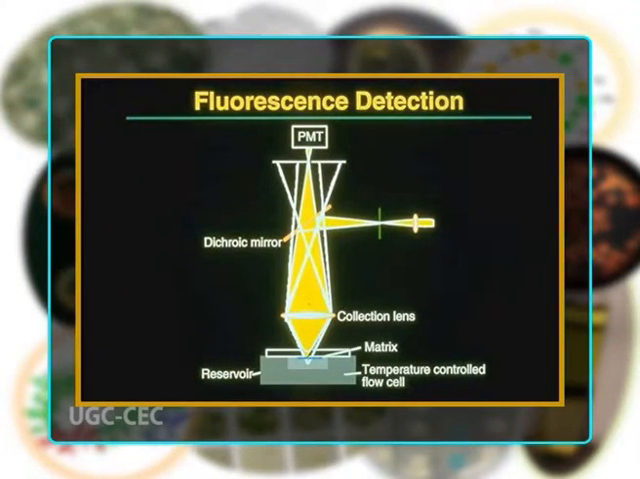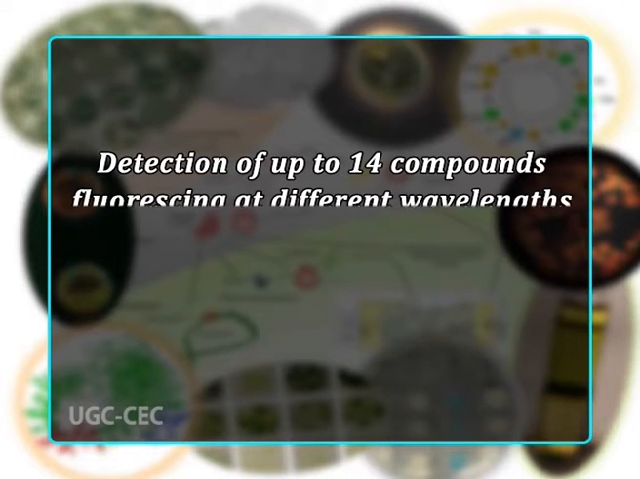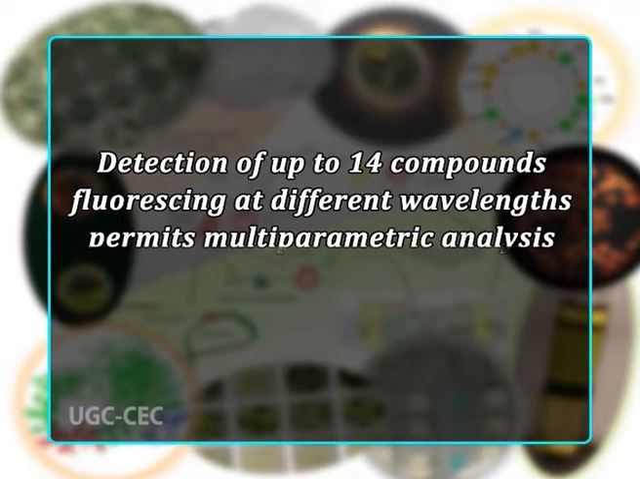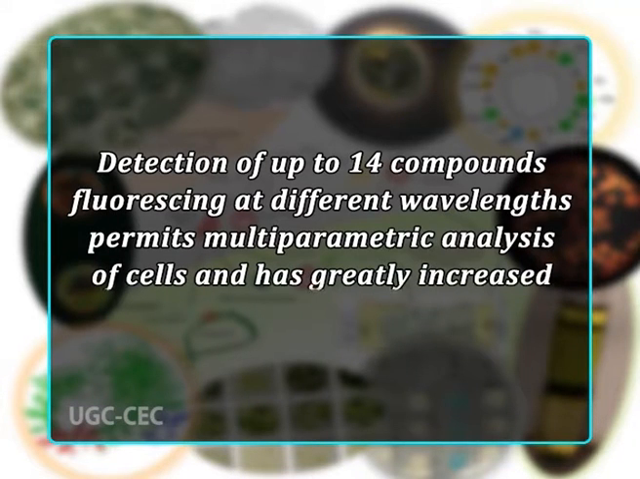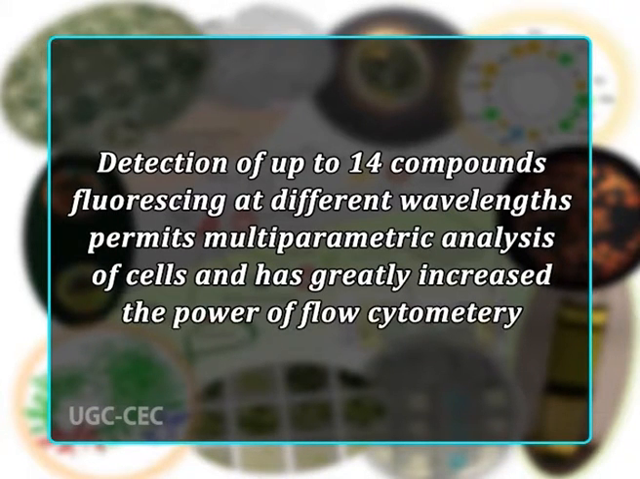Fluorescence detection is a sensitive technique because a positive signal is observed against a negative background. The detection of up to 14 compounds fluorescing at different wavelengths permits multiparametric analysis of cells and has greatly increased the power of flow cytometry.